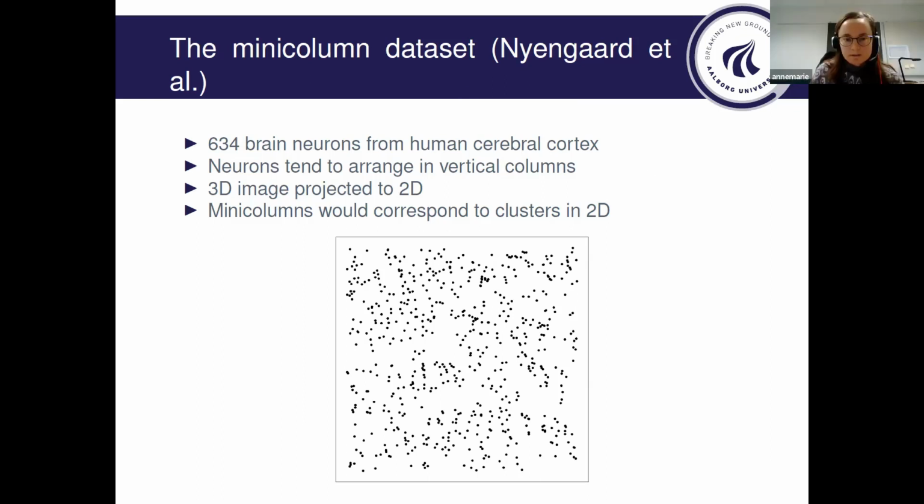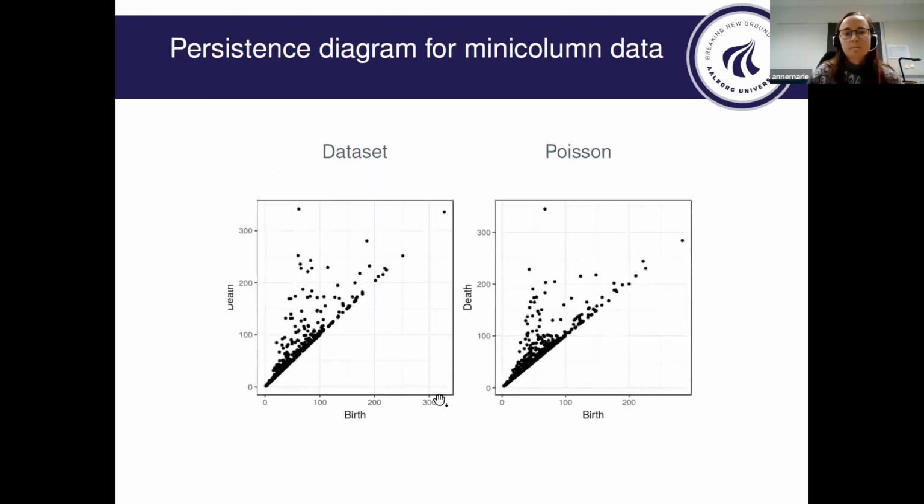So I just show you here the next slide. Here we have the persistence diagram for the data set, and on the right you have the persistence diagram for the Poisson process.